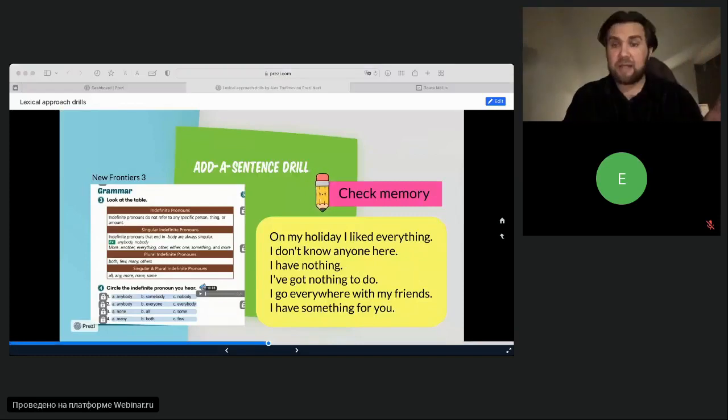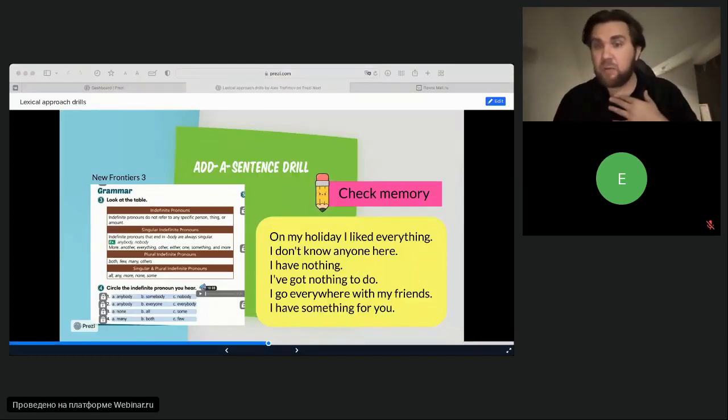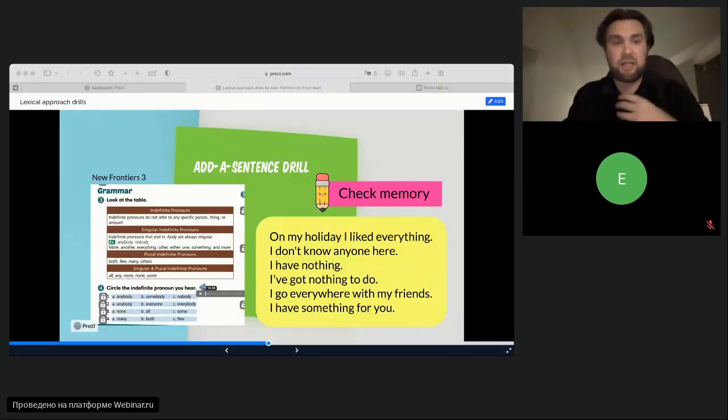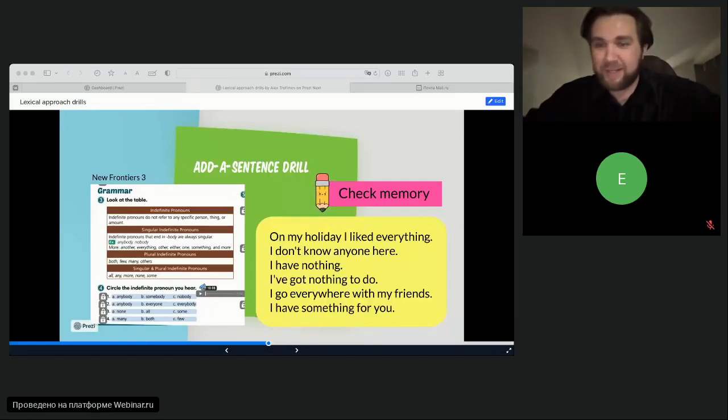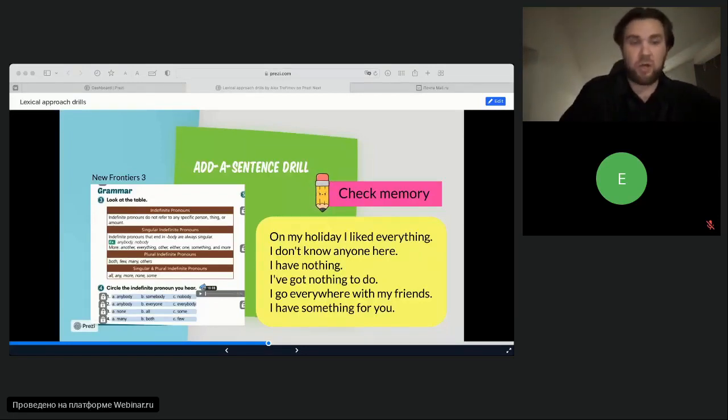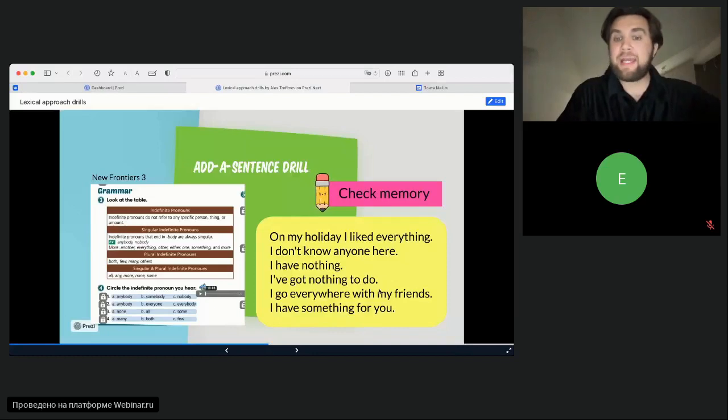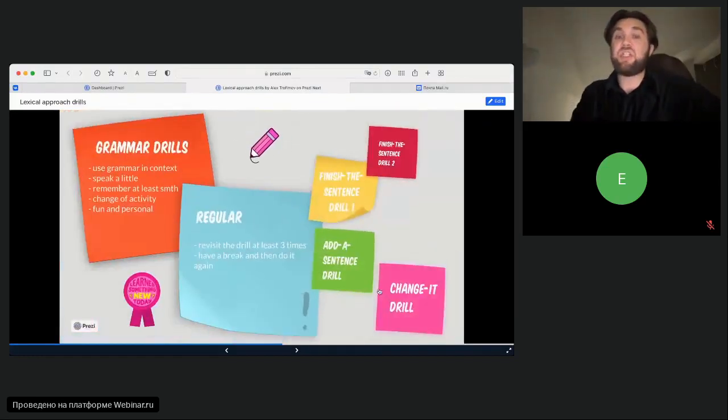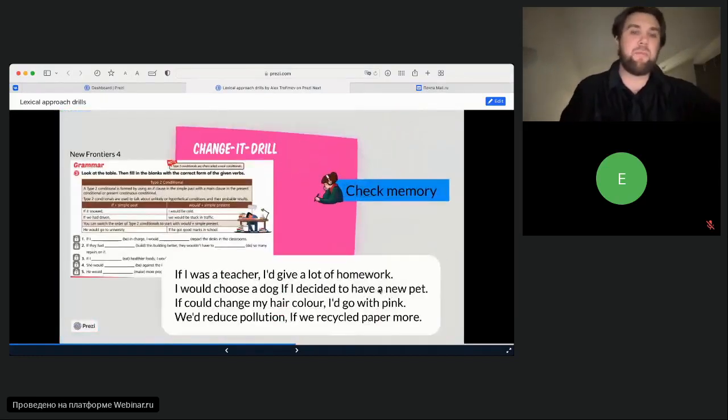I hope it's understandable. If it's not understandable, please let me know in the chat if my examples are not understandable, right? If it's kind of just too quick or something. "On my holiday, I liked everything except my resort." Yeah, why not? Good, great. So, and another drill is "change it." I love it really much.